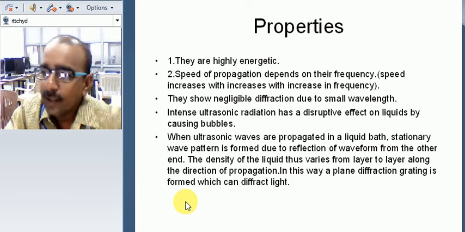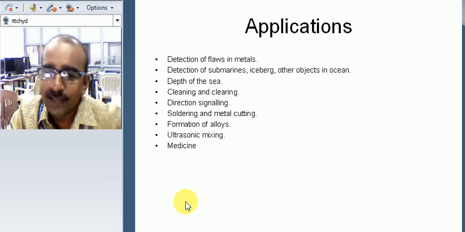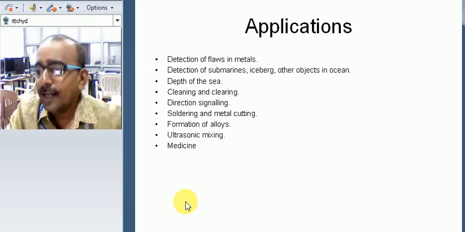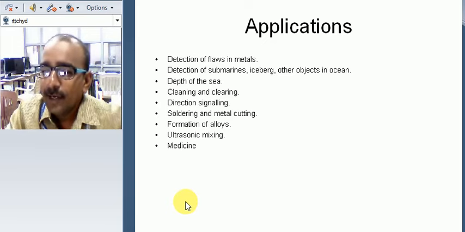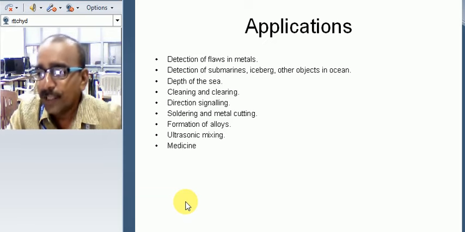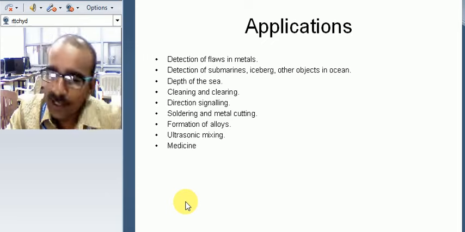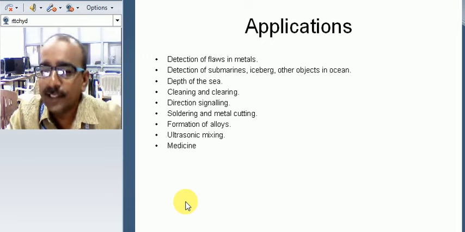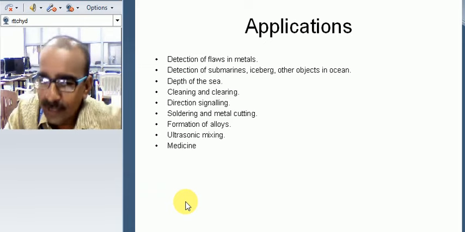Next comes the applications of ultrasonics. They are utilized to detect flaws in metals, detection of submarines, icebergs and other objects present in the ocean, that is deep objects present in the ocean or seas, cleaning and clearing, direction signaling, soldering and metal cutting, formation of alloys and ultrasonic mixing. Ultrasonics also find applications in medicine.